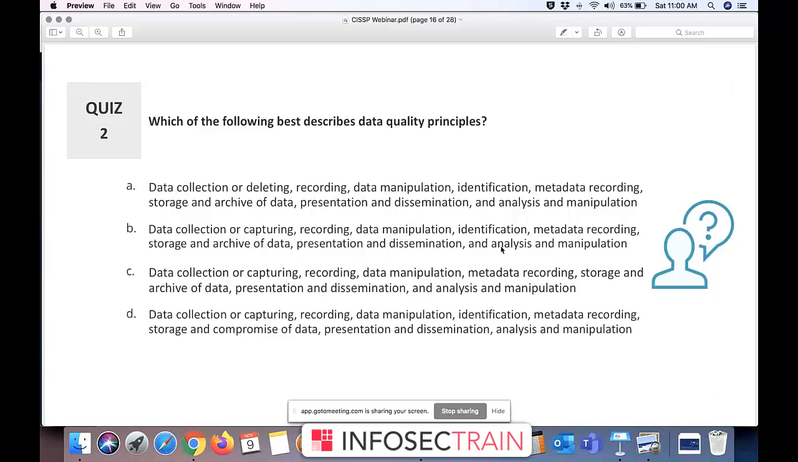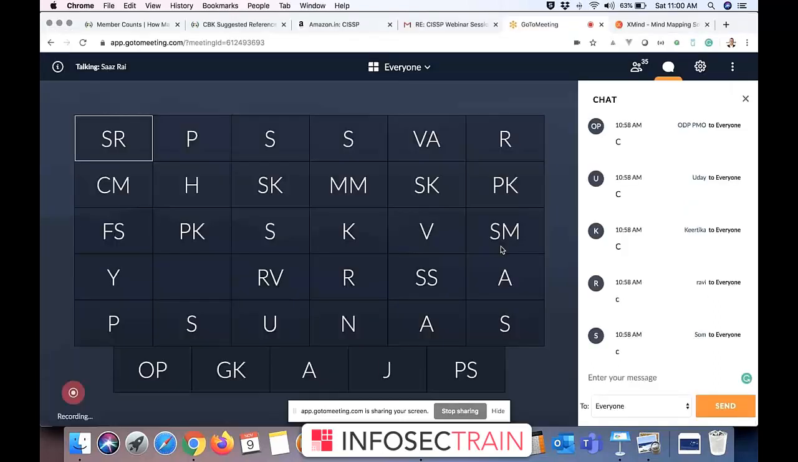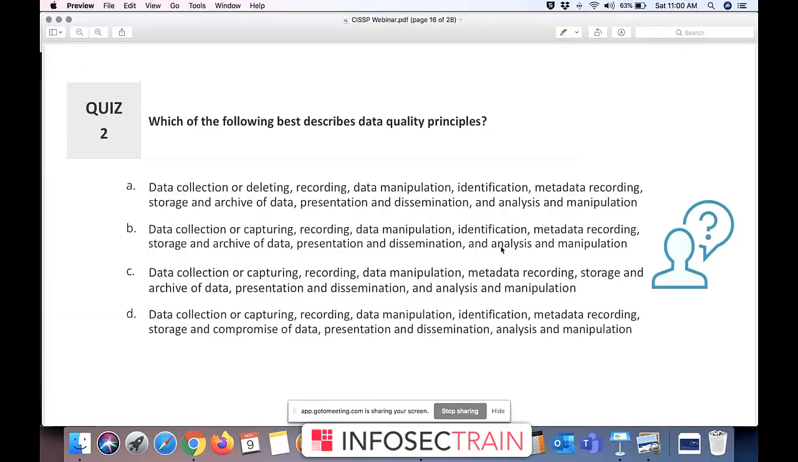So option D, correct or incorrect? Read through the sentence and you'll figure out whether it is correct or incorrect, and tell me why. Option D is wrong because it is talking about data compromise. Fantastic. Yes, option D is wrong because it says compromise of data. That certainly cannot be a data quality principle. So forget that. Let's strike out D and eliminate it.